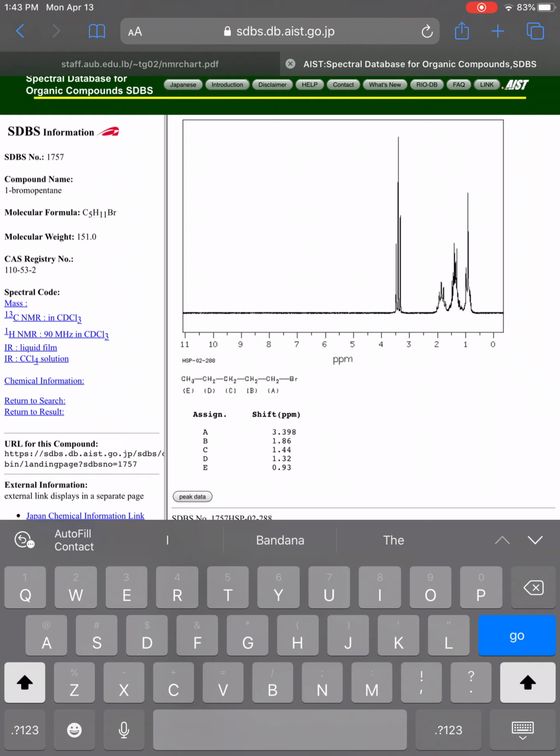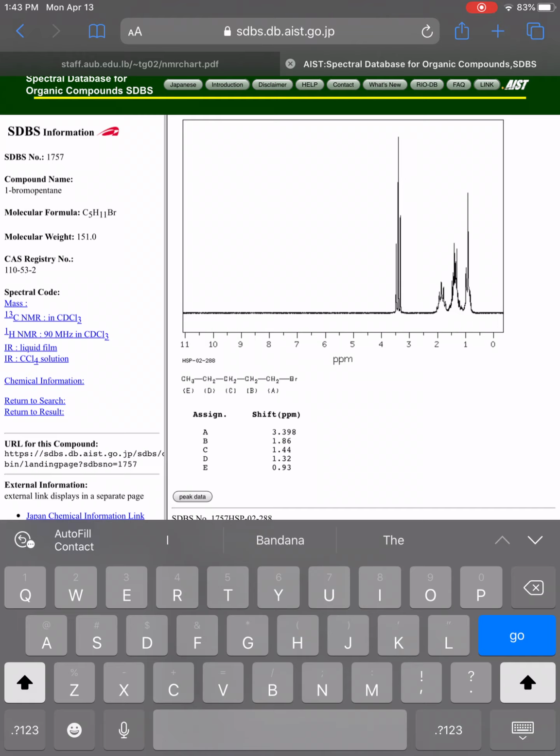You could also look at the number. The number of electronegative atoms is going to be important. If you had 2 Brs that were very, very close to a particular signal, it would probably be pretty far downfield compared to the rest of the signals.